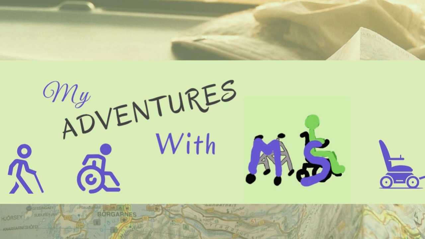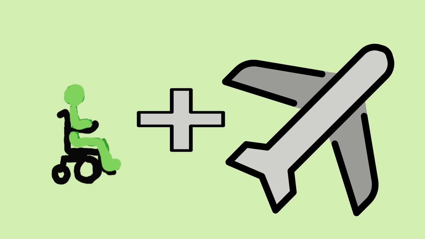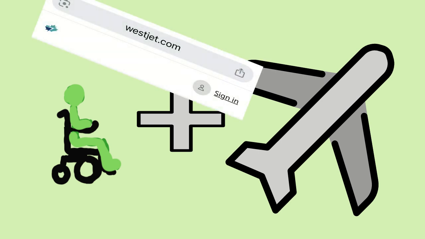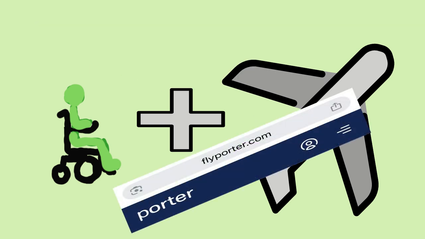In this video, I will cover the steps that I take when flying with a wheelchair. Obviously, the best advice is to check with the airline that you are flying. Based on my experience, I will be focusing on Air Canada and their steps. I have checked a few other airline websites, and it appears that they ask for the same basic information.